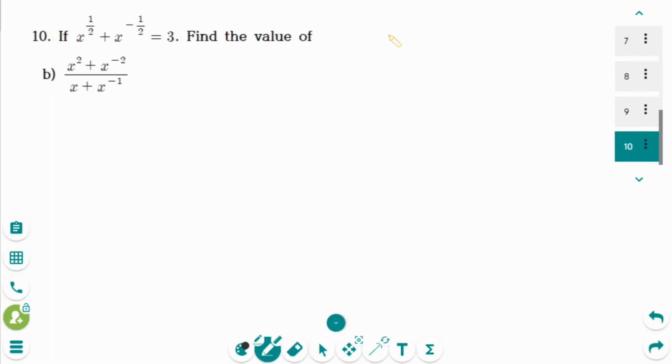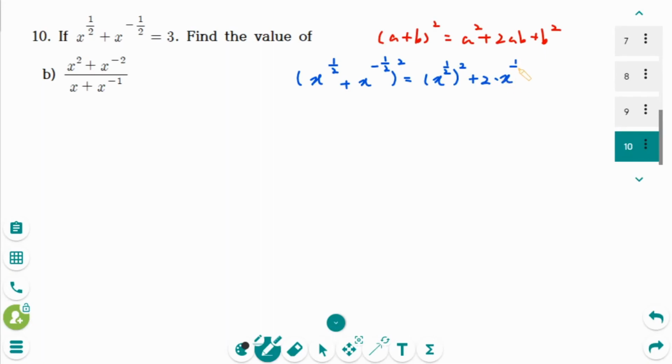Number B, use the formula (a + b)^2 = a^2 + 2ab + b^2. (x^(1/2) + x^(-1/2))^2 equals (x^(1/2))^2 plus 2 x^(1/2) x^(-1/2) plus (x^(-1/2))^2. The first one is 3 squared equals x plus 2 plus x^(-1). Therefore, x plus x^(-1) equals 9 minus 2, which is 7.